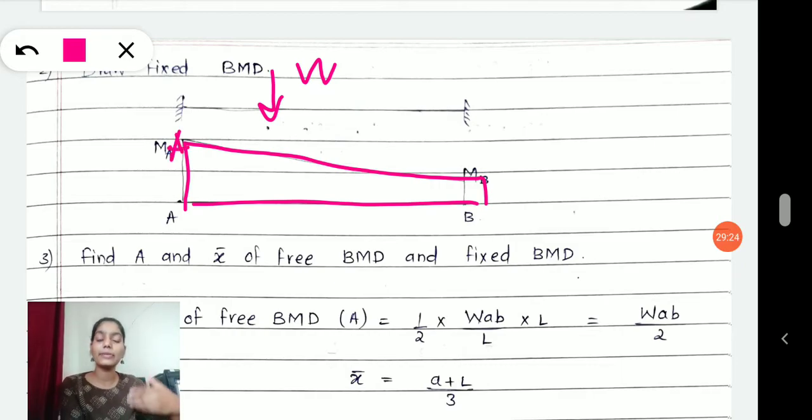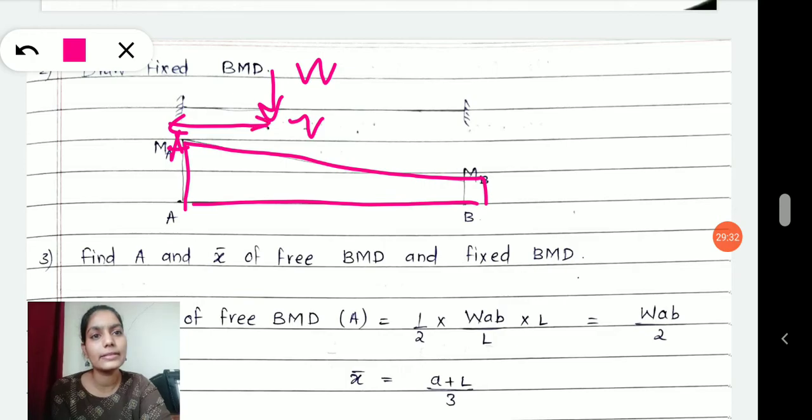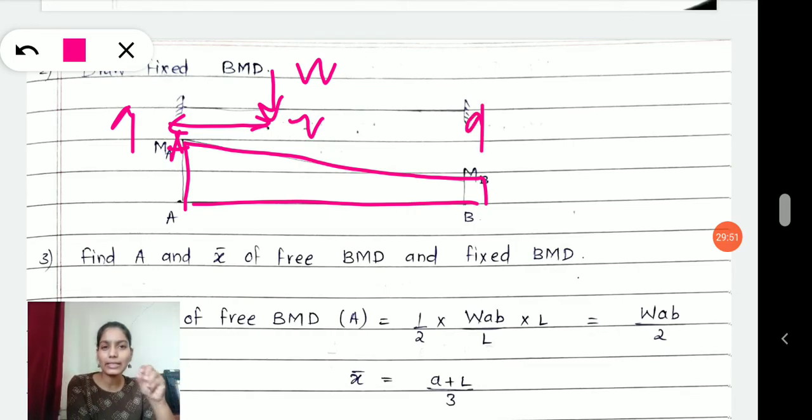Therefore moment will develop more at the A support, because moment will be force into perpendicular distance. But here you have to check the reactions. What reactions develop at this place? The reaction developed at the A support will be more, and the reaction developed at the B support will be lesser. You have to take a magnitude for it and exercise it, you will understand.